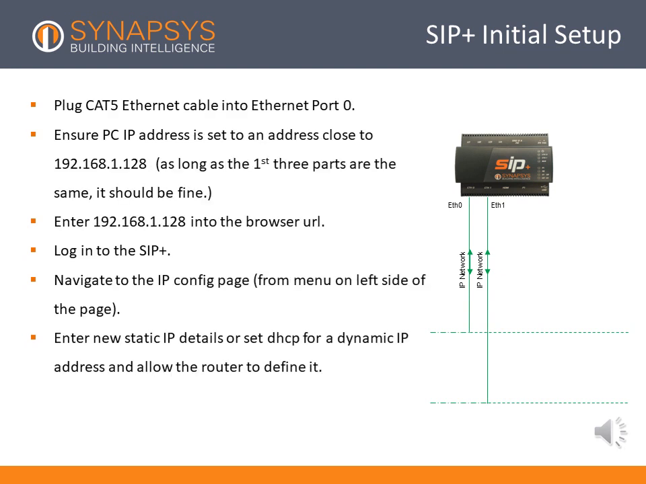To begin configuration, connect a PC to a SIP+ using a Cat5 cable from the PC Ethernet port to the SIP+ Ethernet port 0. Ensure the PC's Ethernet port IP address is set within the range available. It would need to begin 192.168.1. The subnet mask specifies the range of IP address that can communicate with the device.